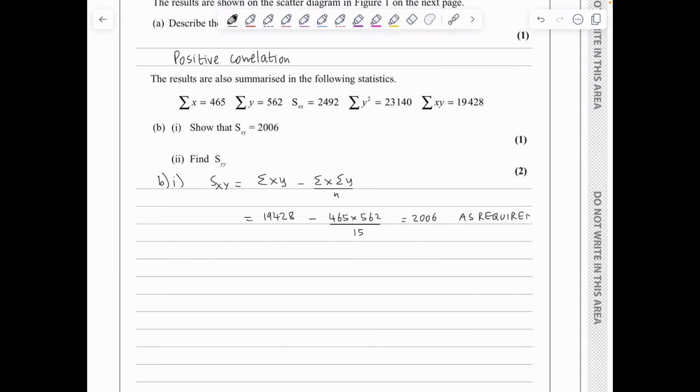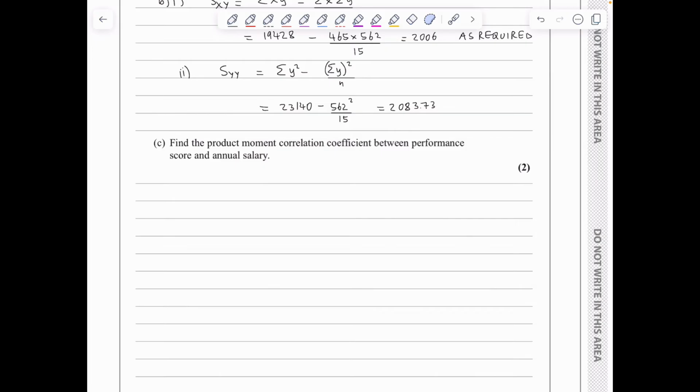Now for SYY, we've got the definition of SYY being the sigma Y squared minus the sigma Y all squared divided by N. So in this case, it's going to be 23,140 minus 562 squared over 15, which gives an answer of 2083.73. Anything which rounds to 2080, so to 3SF, will be acceptable by the examiner.